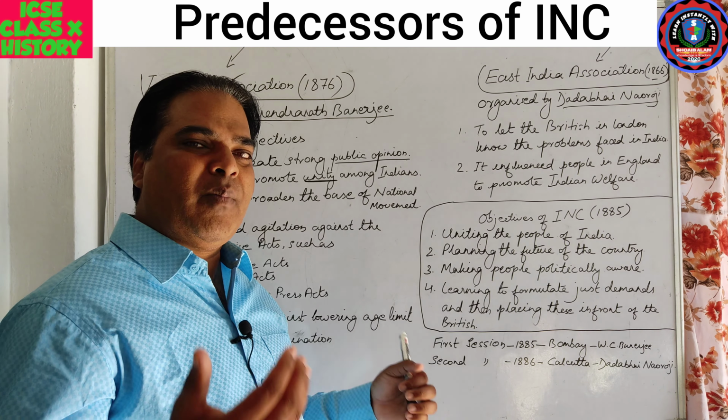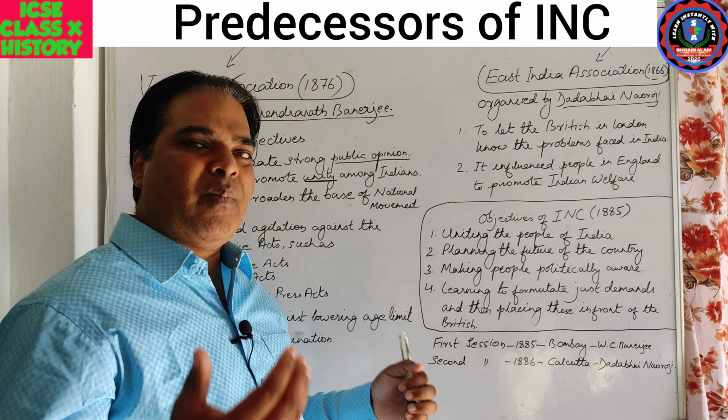Now the third one we can see here: to broaden the base of the national movement. The national movement has to be spread all over the country. It cannot be a small movement led by Surendranath Banerjee. It has to bring the entire country within its fold. So for that you need to broaden the base of the national movement. These three objectives are enough for us to understand the objectives of the Indian Association.